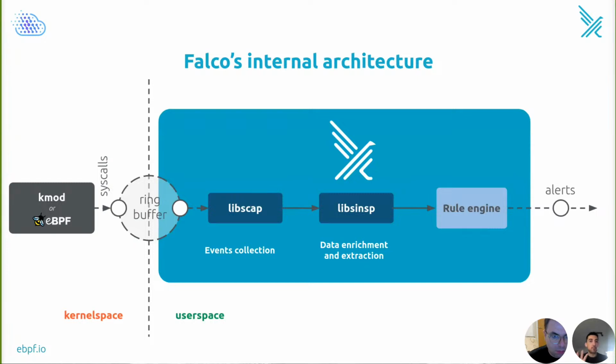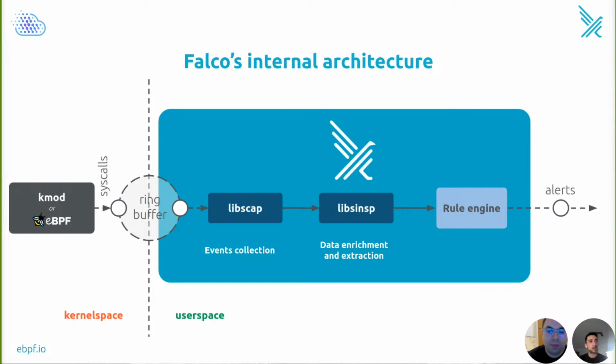To give you a basic overview of Falco's internal architecture, we have in the kernel space the eBPF probe in charge of collecting these syscalls. These syscalls are then put inside a ring buffer, a memory ring buffer, and Falco is running in the user space. It means only the part in charge of collecting the syscalls will be in the kernel space.